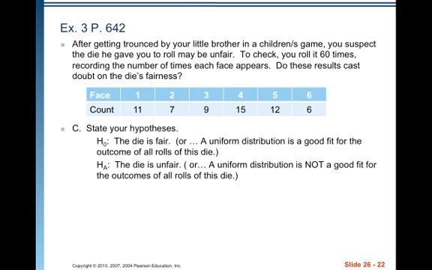State your hypotheses. All right, my null hypothesis is the die is fair, or a uniform distribution is a good fit for the outcomes of all rolls of this die. Versus our alternative, the die is unfair, or a uniform distribution is not a good fit for the outcomes of all rolls of this die.